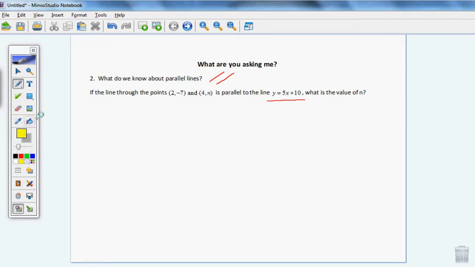Again, this is a concept that we should know how to actually do, but it's asked, what are you asking me? All right, they're asking for n here, but the big key is we know the slope of the line they gave us was 5. So what does that tell us? Well, that tells us that the slope that we want this to come out to is 5. The line through these 2 points has to have a slope of 5 because it says parallel to that line. So go back to your slope formula.